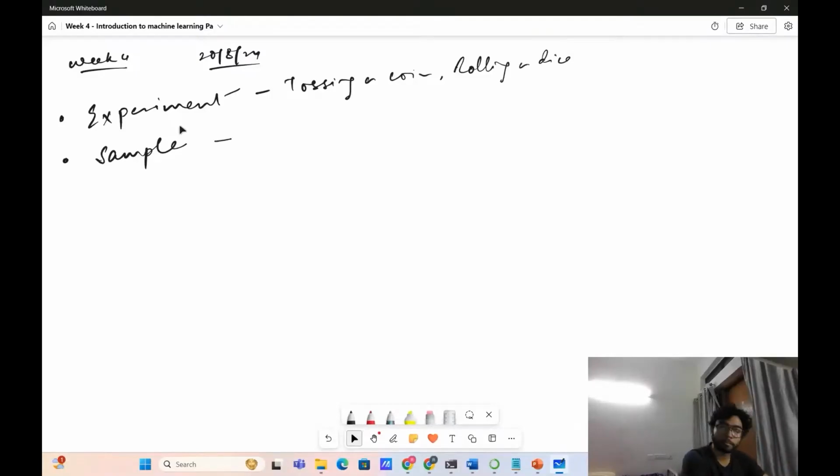Now, sample. What is the sample for the first experiment? What is the sample for tossing a coin? You can get either heads or tails. That is your total sample space. You cannot get anything other than that. What is the sample for rolling a dice? You can get a value of 1, 2, 3, 4, 5, or 6, a six-sided dice. This is your whole sample space.